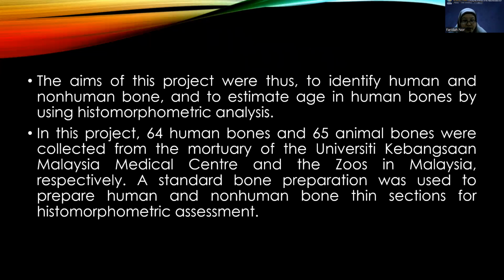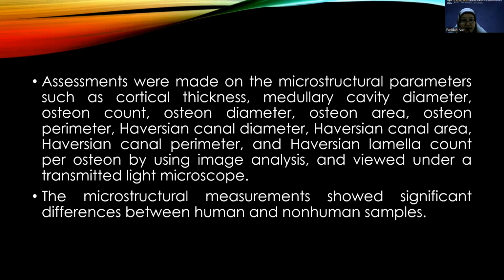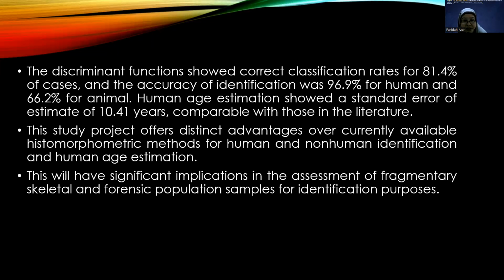This project aimed to distinguish between human and non-human bones, and assessments were made on the bone thickness, the cavities, and the deviation system using image analysis. The discriminant function actually classified 81% of cases, 96% for human and 66% for animal, whereas human age showed a standard error of 10.41 years.